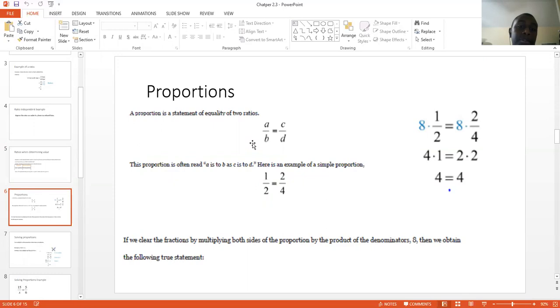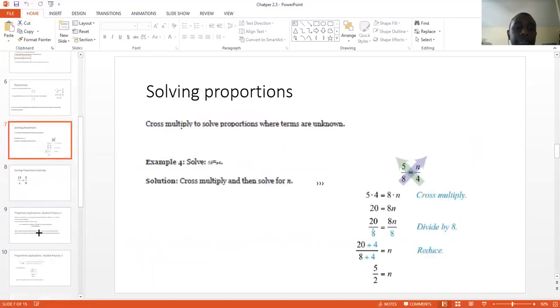Proportion. A proportion is a statement of equality of two ratios. There's one ratio, there's another ratio, and they're equal to each other. So 1 over 2 equals 2 over 4. And we know that's true because if you multiply by 8 on both sides, multiplication property of equality, then you get the true statement 4 equals 4. So proportions, equality, this is all we're doing.